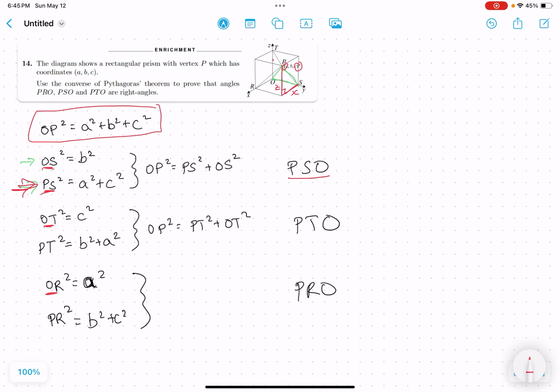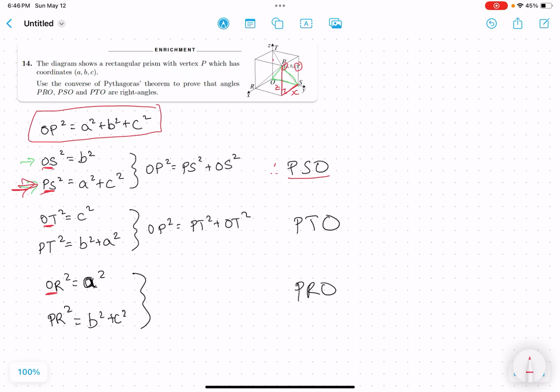And then I note that if I add those together, I do get OP squared. So OP squared is equal to PS squared plus OS squared. Therefore, this is a right-angle triangle. So there is a right-angle triangle here.